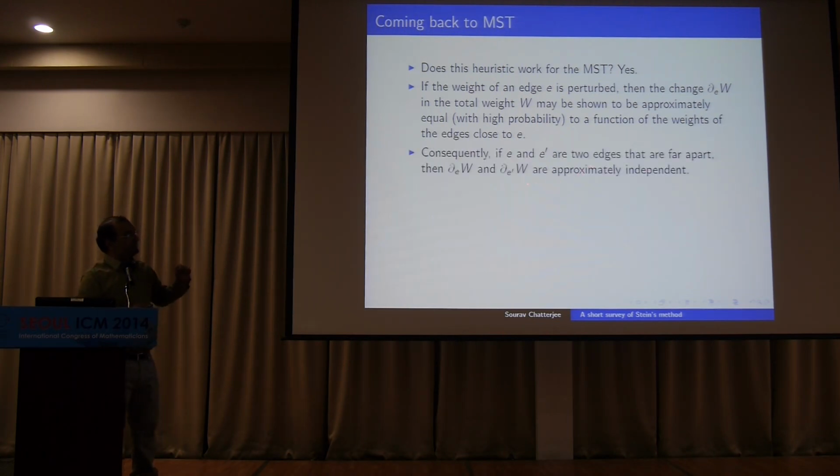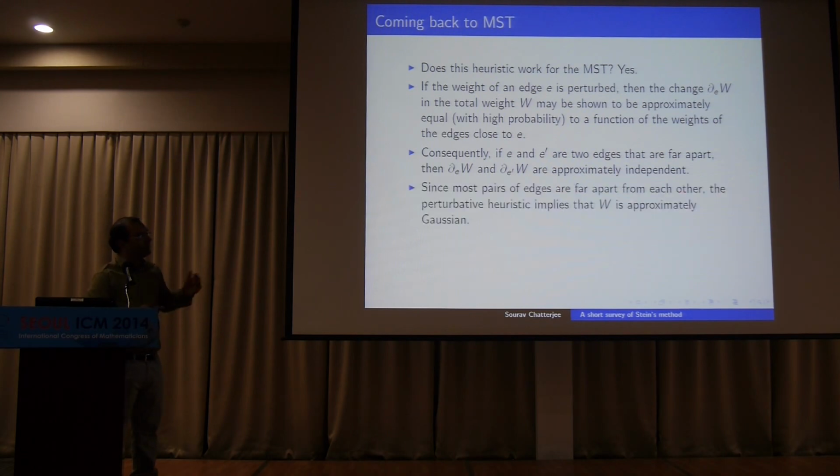But anyway, coming back to this, once you realize this, which is a non-trivial fact, then it's clear. Then you know that if two edges are far apart, then these perturbation things, these influences, are approximately independent, because how much the weight of the tree changes, you can write it approximately as a function of things that are close to that edge. The thing doesn't go out. Okay, so it stops after a while. And since most pairs of edges are far apart from each other, this perturbative heuristic that I mentioned implies that W is approximately Gaussian.